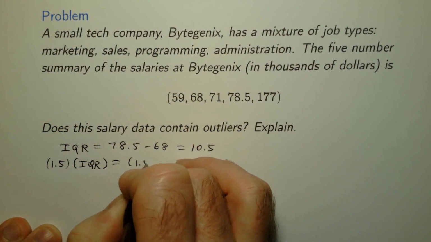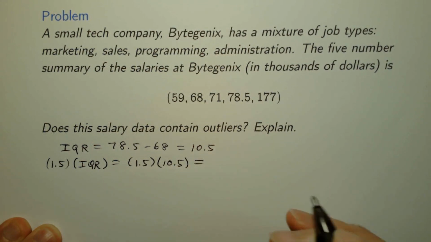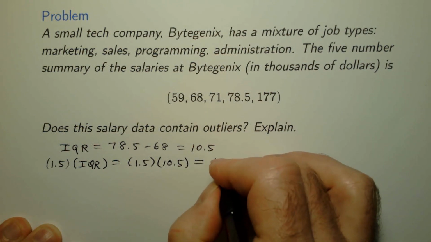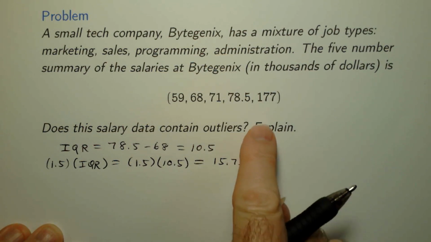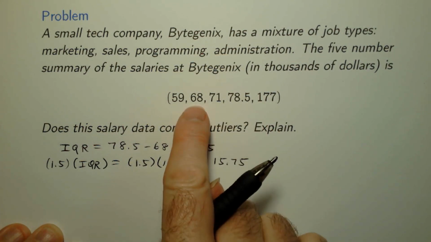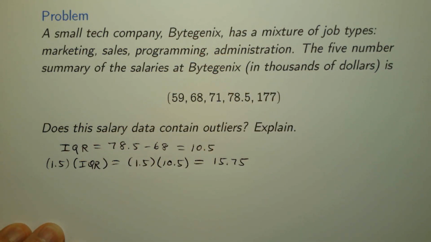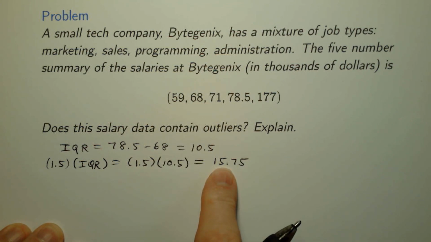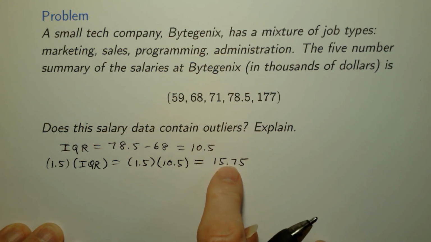And so that's going to be 1.5 times the 10.5. We have to fatten it up, if you will. And that gives us 15.75. Now, what do we do with that 15.75? We have to add that on to Q3. We have to subtract it from Q1, and those will produce our cutoffs. Anything below 68 minus 15.75 is outlying, and anything above 78.5 plus 15.75 is an outlying value.